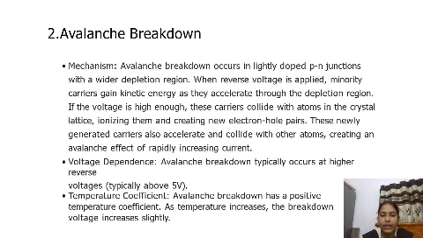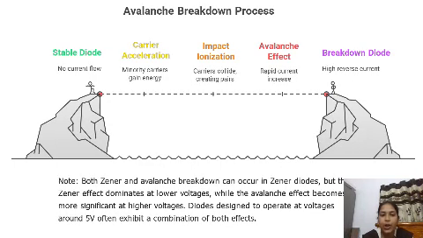Voltage dependence. Avalanche breakdown typically occurs at a high reverse voltage, typically above 5 volts. This is the avalanche breakdown process. Both Zener and avalanche breakdown can occur in the Zener diode, but the Zener effect dominates at low voltage while the avalanche effect becomes more significant at a higher voltage. Diodes designed to operate at voltages around 5 volts often exhibit a combination of both effects.